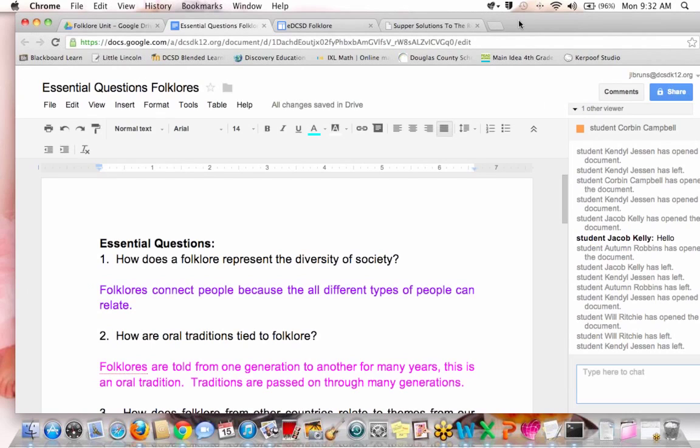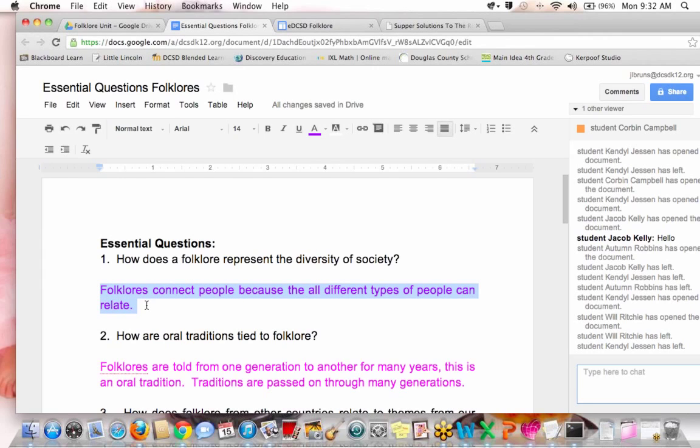All right, so the first question about folklore is how does it represent the diversity of a society? And diversity, if you don't know what that word means, it just means differences in people. So a lot of different people in society. So TJ wrote, and I totally agree with this, that folklores connect people because then all of the different types of people can relate. I'm going to add to that and say relate to the same. Okay, the cat is in my way. Let me type, kitty. To the same morals and traditions.